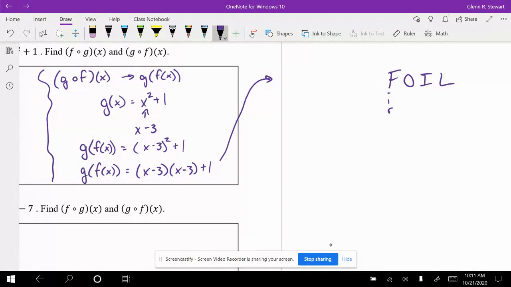Okay. First, outer, inner, last. And I'm pretty sure that I spelled outer wrong, but that's okay. Okay, so g of f of x. So I'm just going to rewrite this over here.